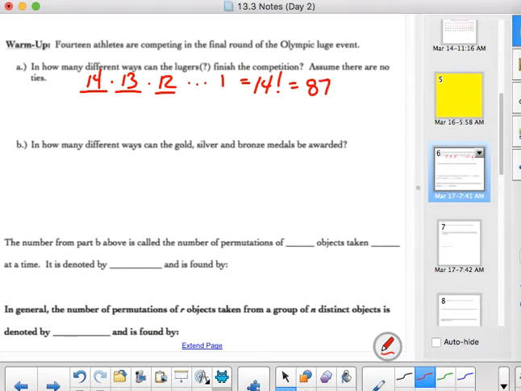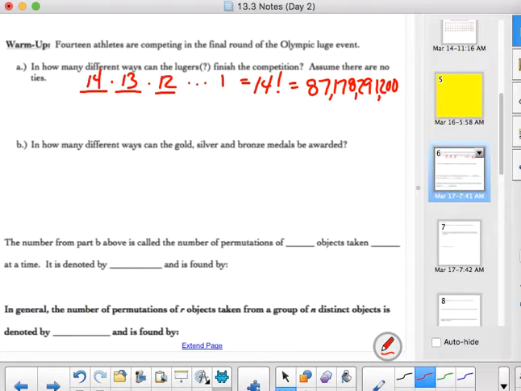I think I'm writing this down right. Good heavens. So something in the order of maybe 87 billion and some change. So a lot of different ways that we can order those athletes from first to 14th place.